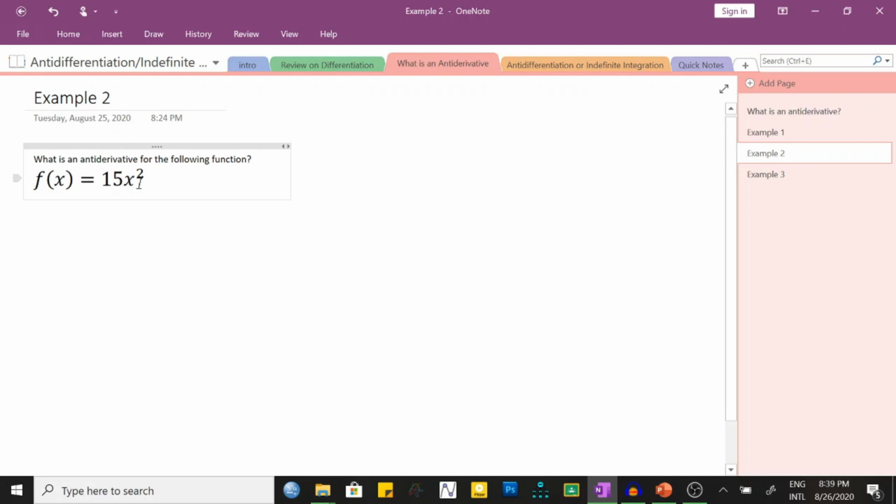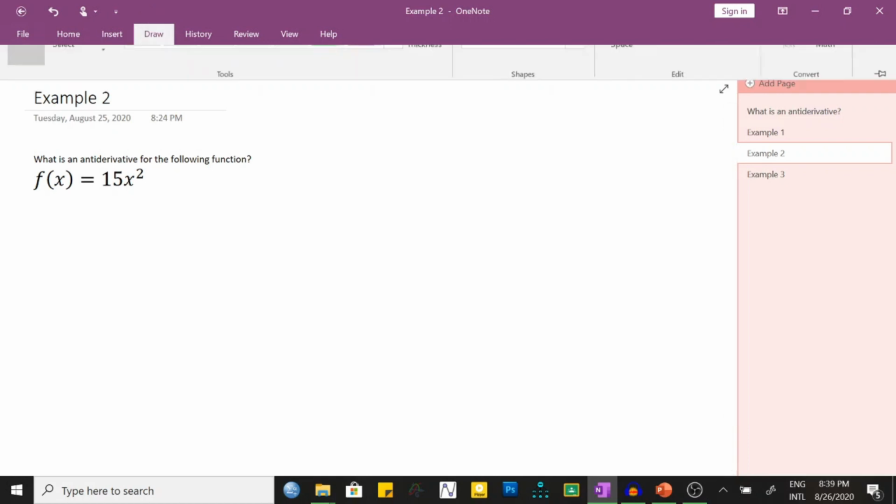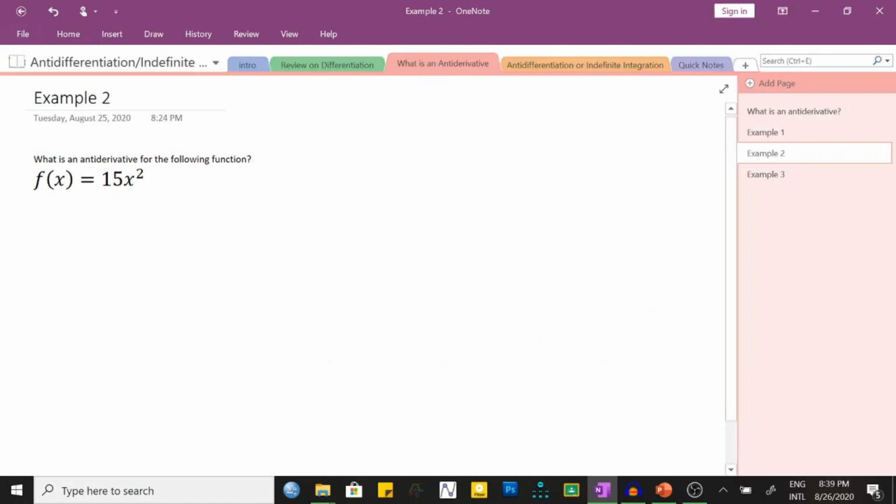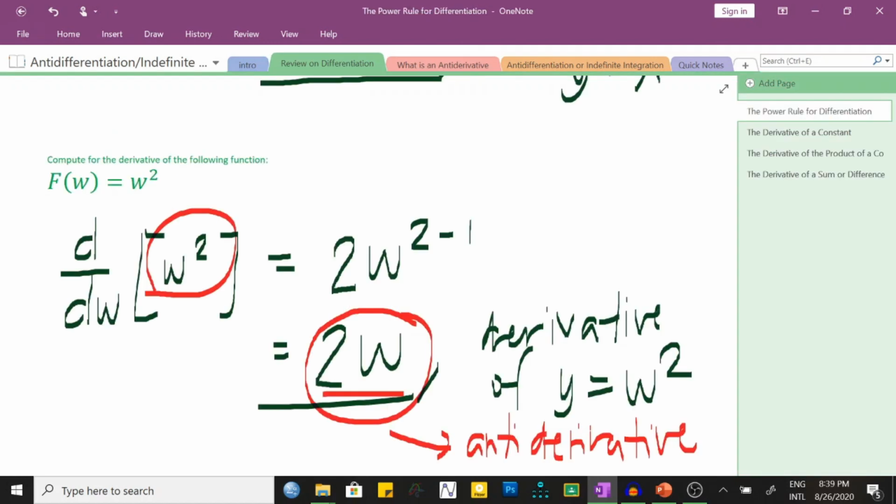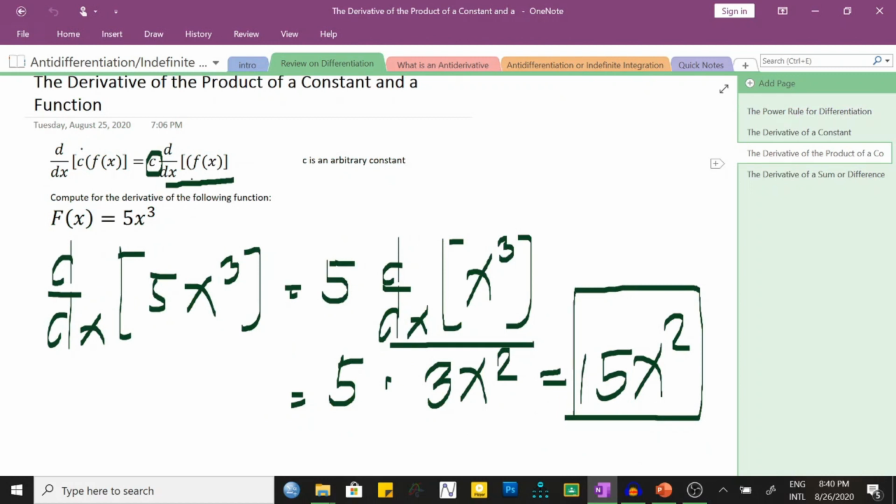Another example, you have 15x squared. What is an antiderivative, or what is a function that, when differentiated, the result is 15x squared? Does it look familiar to you again? 15x squared? I believe that is a derivative of the functions we included under review of differentiation. Let us look for that. Here, 15x squared is the derivative of 5x cubed. Therefore, 5x cubed is an antiderivative of 15x squared.